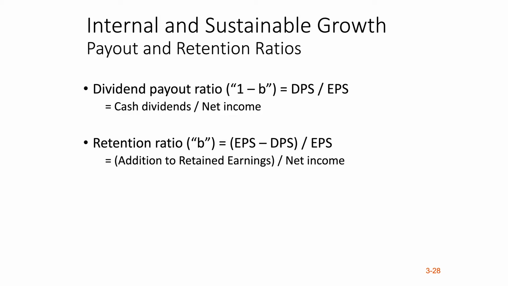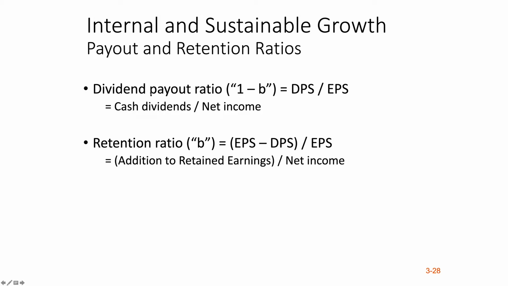Now, the retention ratio, B, is the additional retention ratio. In other words, it is what is left after the dividend payout. So (EPS minus DPS) divided by EPS, as a ratio. The higher the dividend ratio, the lower the retention ratio. The higher the retention ratio, the lower the dividend ratio.